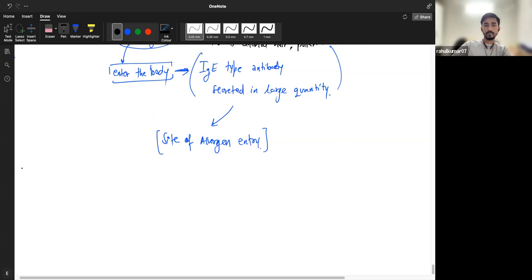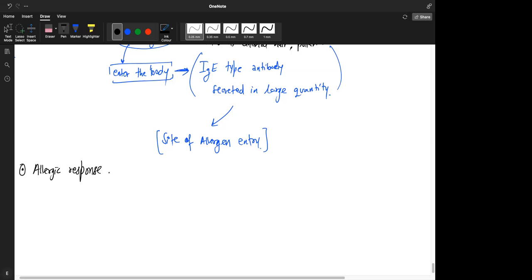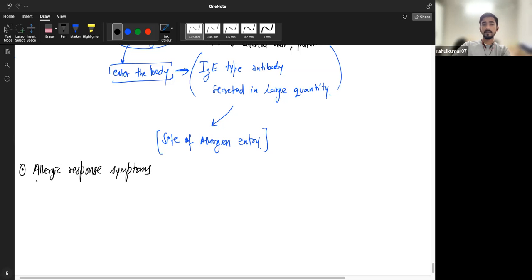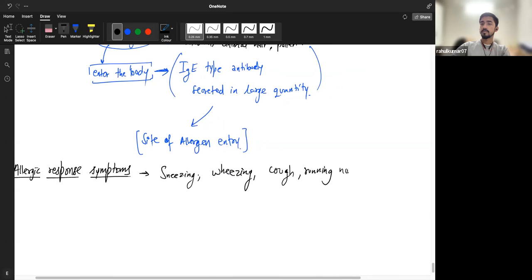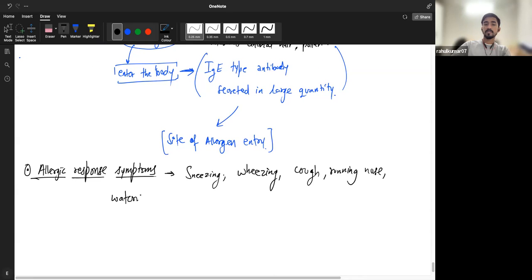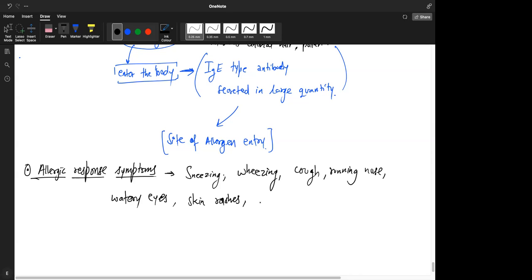Okay, now what are the symptoms? Sneezing. Yeah, the most common one is sneezing. You're correct, perfect. So allergic response symptoms: sneezing is the most common, right? And wheezing, cough, running nose. In some cases you can see watery eyes, which become reddish eyes. Skin rashes also develop depending on what kind of allergy it is. Skin rashes, for those who are allergic to certain plants or certain kinds of chemicals. And even animal fur, right?